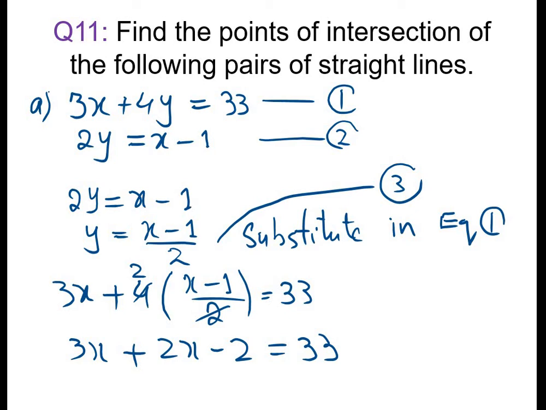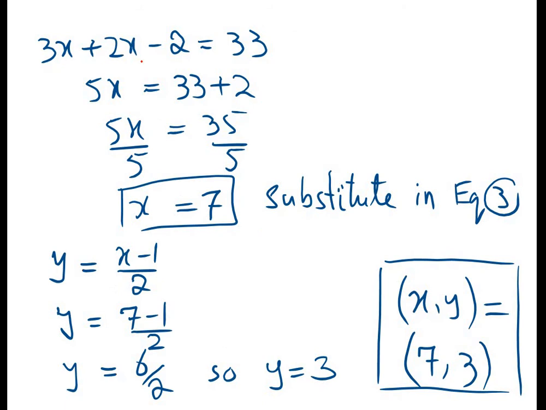We can do it by the substitution method, which means you take either of these two equations and find either x or y from it. So we choose equation 2 and find y in terms of x, and then substitute that in equation 1. So 3x plus 4y, instead of y we put the value of y in terms of x, which is equal to 33. Then simplify it, because the whole equation is in terms of x. Solve it for x, and we find that x is equal to 7.